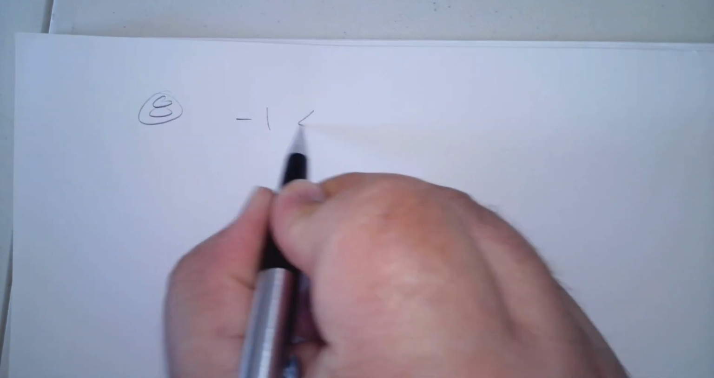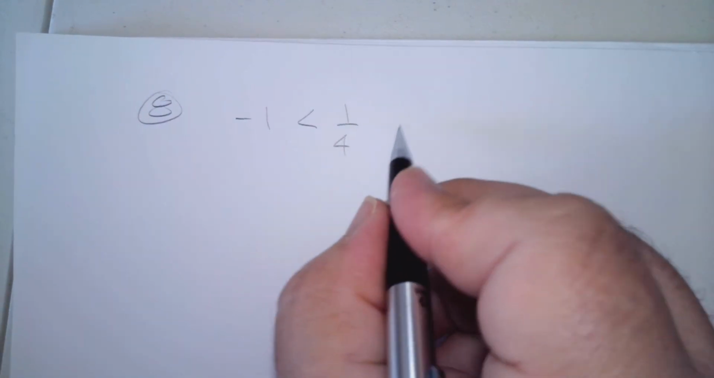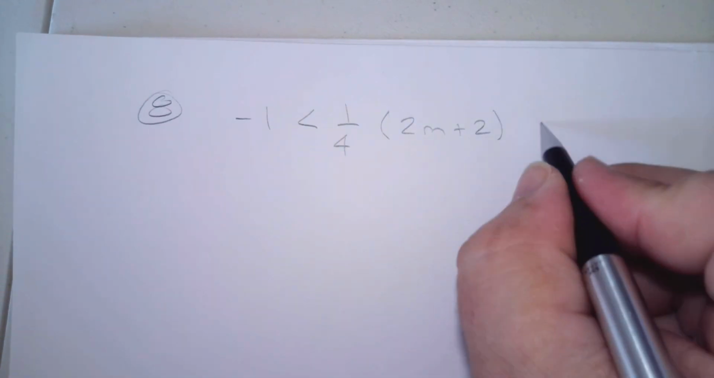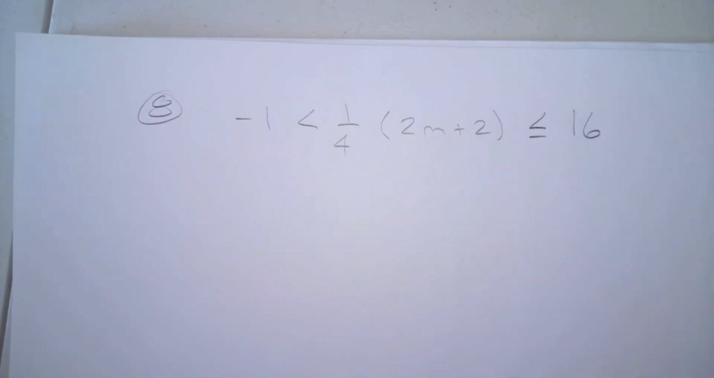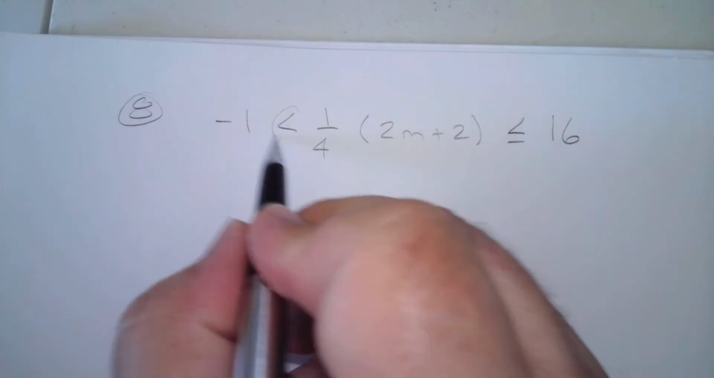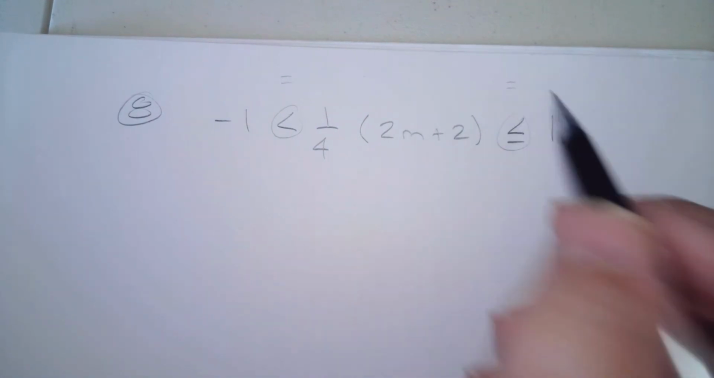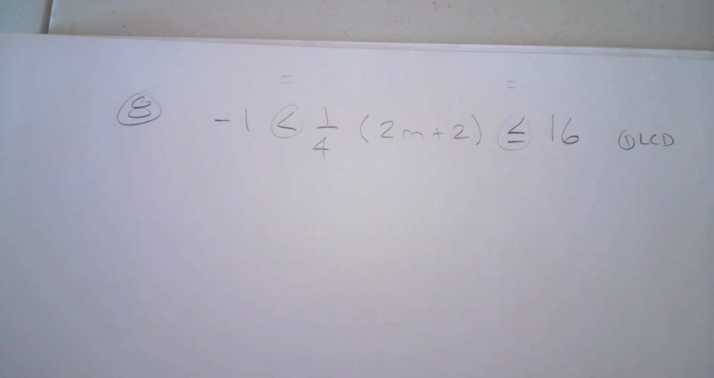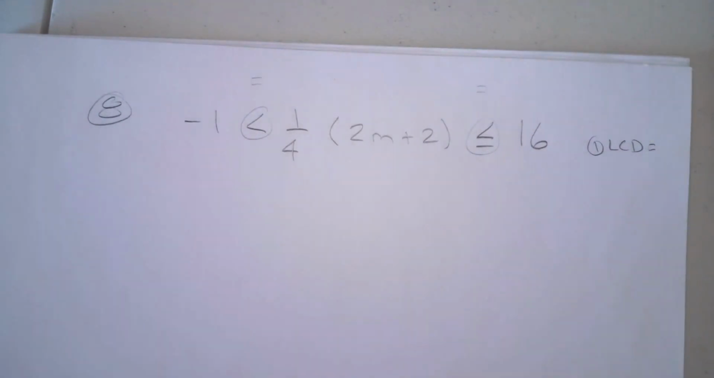Let's look at one with fractions. -1 is less than 1/4 (2m plus 2) less than or equal to 16. Okay. You treat these the same way you do equal signs, and we have a fraction. So what's the LCD? Well, it's the only fraction we have, so it's 4.